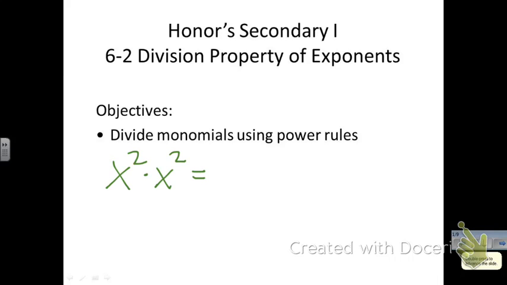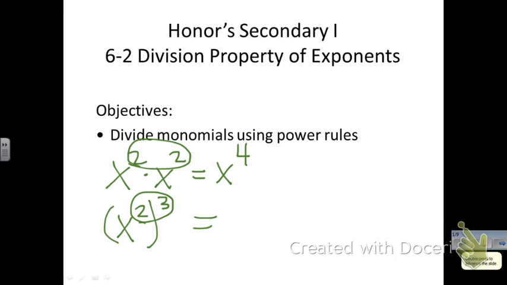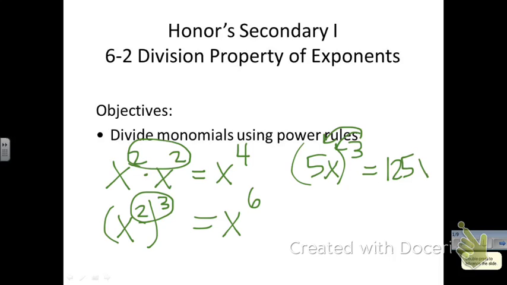When you multiply the bases, remember you have to add the exponents. So that gives you 4. 2 plus 2 is 4. Another one said that if you have a power to a power, and remember I like to say if they are stacked, then you multiply those exponents. And then the last one we talked about, if we have a power here, we have to distribute the power to both. So this would give you 125 or 5 cubed x to the third.